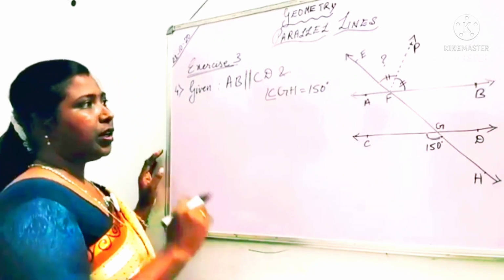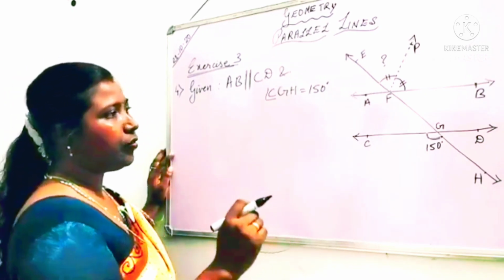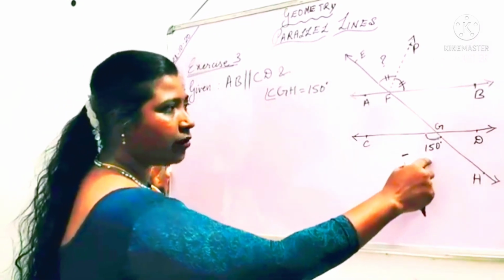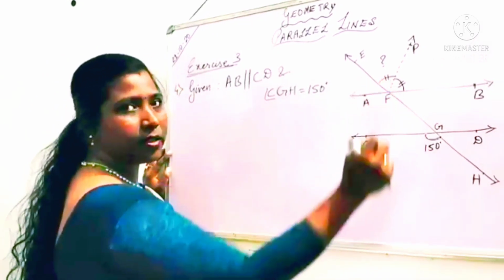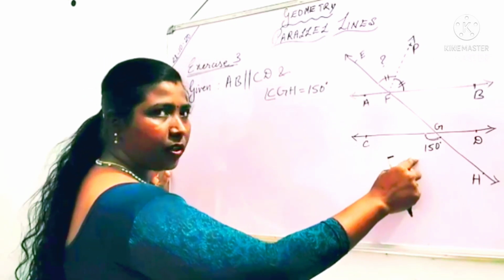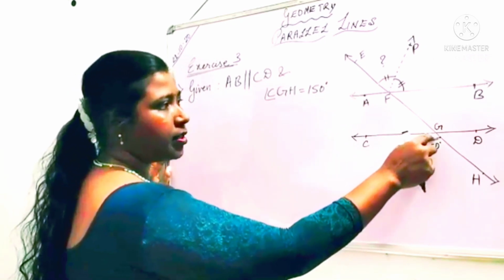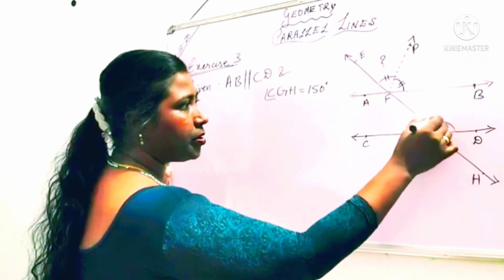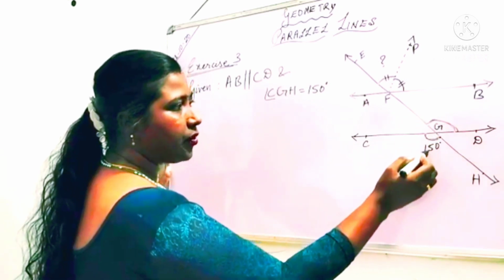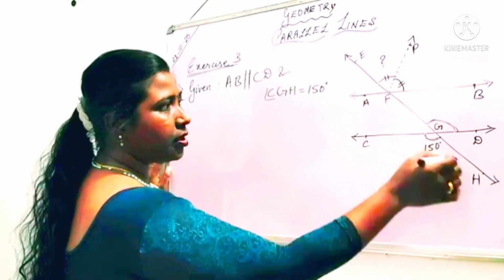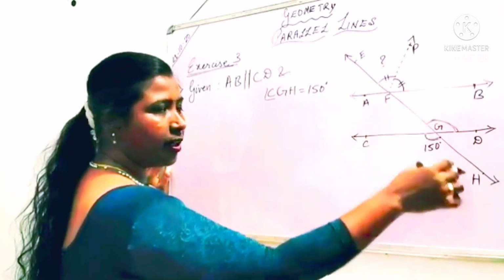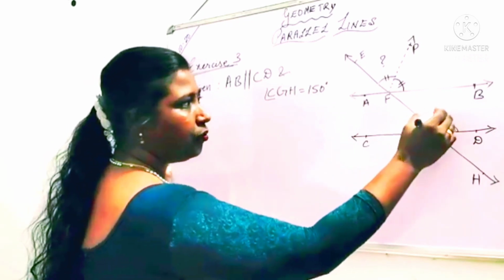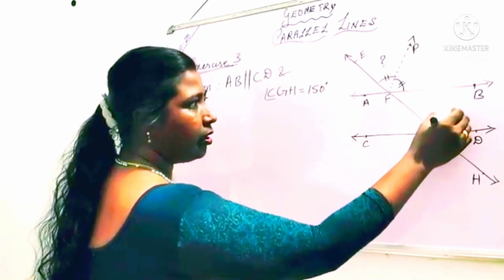Now for finding this out, what will we do first? We will start with this part so that we can get the other part. By seeing this, can I take this as a vertically opposite angle? If it is 150 degrees, this is a transversal cutting like this, and two lines are intersecting at point G. So can I write 150 degrees here?